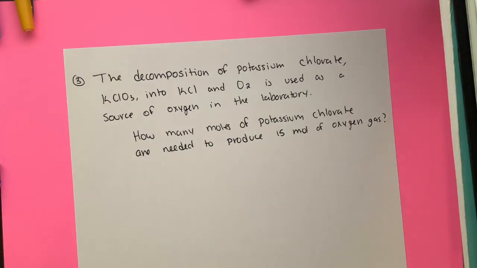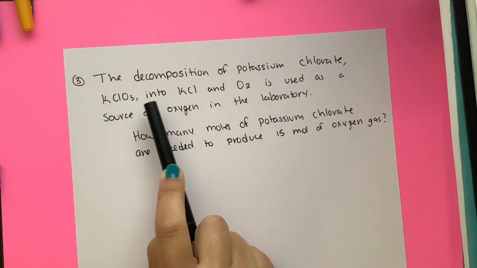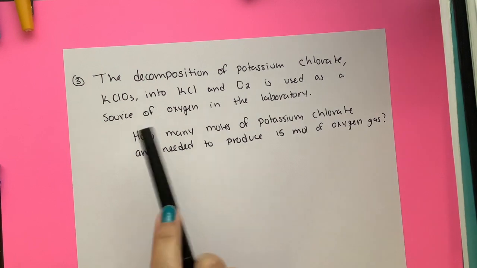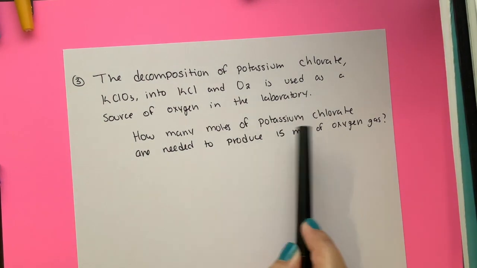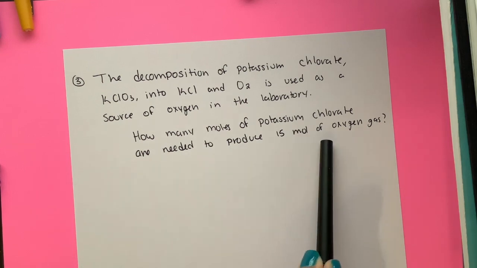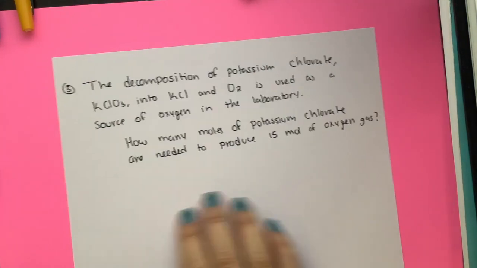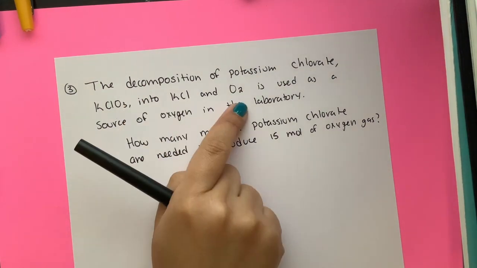Now question number 3. It says, the decomposition of potassium chlorate, KClO3, into KCl and O2 is used as a source of oxygen in the lab. How many moles of potassium chlorate are needed to produce 50 moles of oxygen gas? So this question is a little bit different because the equation is not given to you, but we know how to figure it out because it's giving us all the components here.